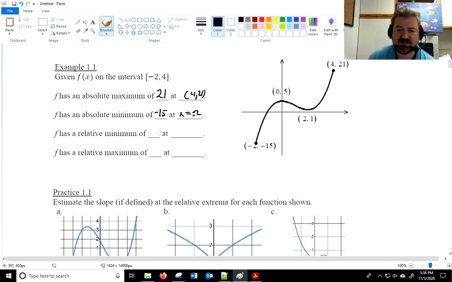We have a relative minimum. Is there an area, a neighborhood, an open interval around which this is a relative minimum? Yeah, I can. It's the smallest point. It's a relative minimum of 1 at x equals 2. We can also do the same thing here. We can say I have a relative maximum of 5, and I'll use the point here and say (0, 5), just to show the other way.